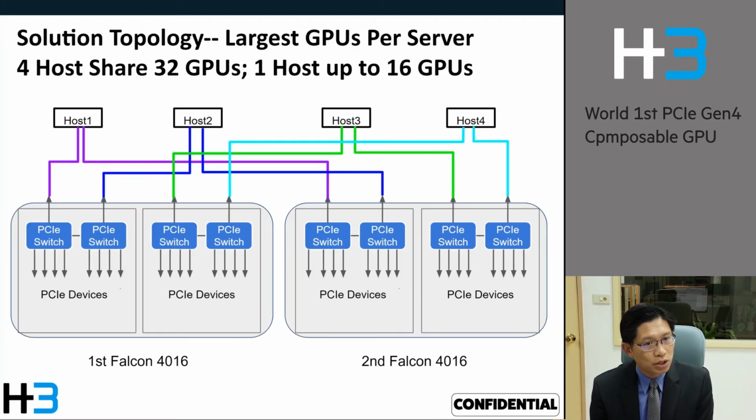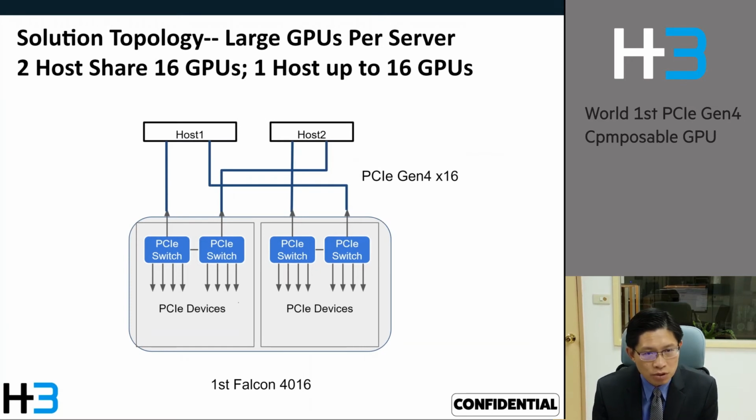Now I will go through the GPU cluster topology. The topology consists of a number of hosts and GPU chassis in the GPU cluster. How many GPUs can each host get? This is the largest GPU group: 4 hosts to 2 16-GPU chassis. Each host can get up to 16 GPUs. The large GPU group is 2 hosts to 1 16-GPU chassis. Each host can get up to 16 GPUs.